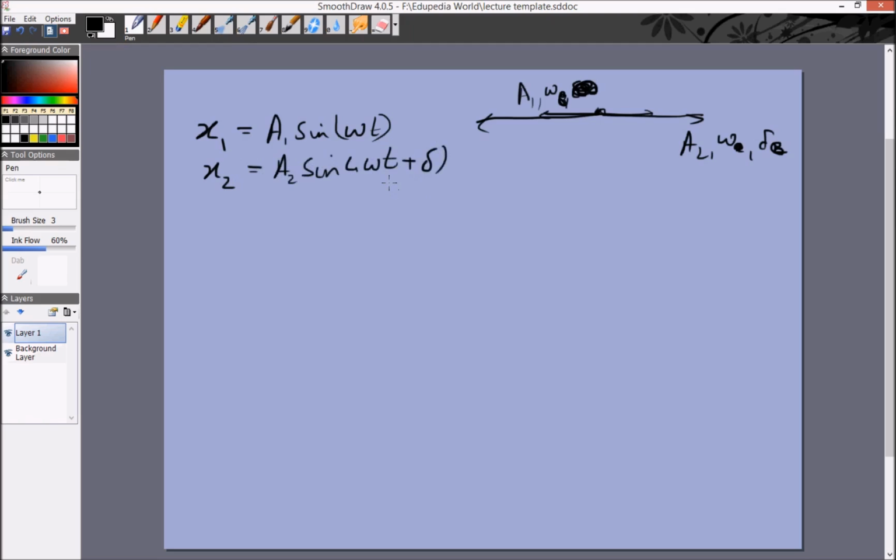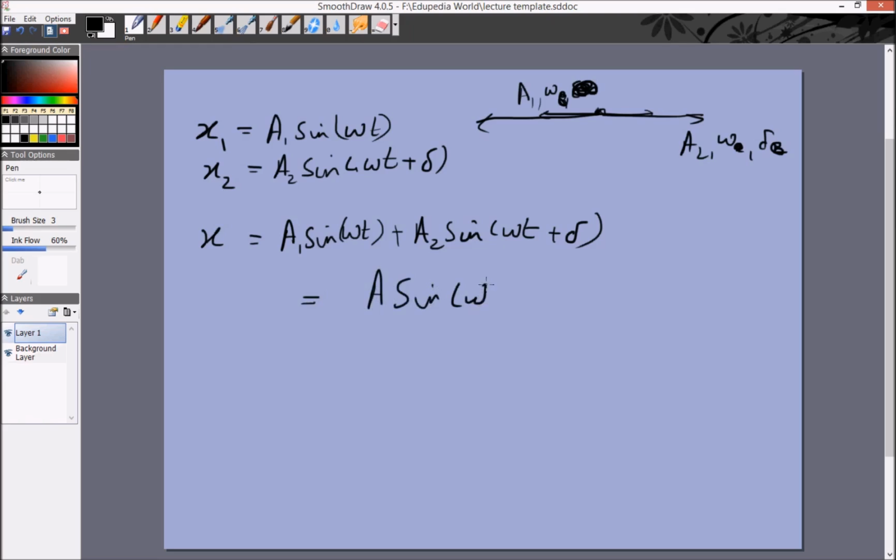What happens when both the forces are acting? We add up the positions, right? Because F is proportional to x. So if F's are adding up, then x's also have to add up. So x net would simply be A1 sine omega t plus A2 sine of omega t plus delta. Right. And it can be written as, I'm sure you can work out the math at home, A sine omega t.